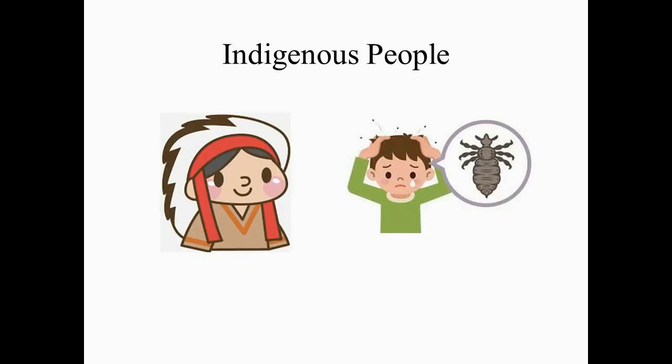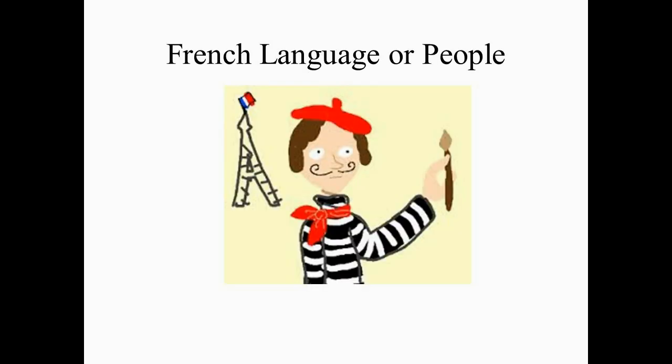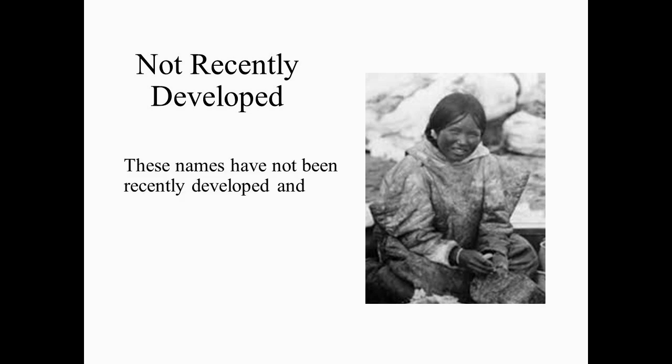When you translate the word for indigenous people, it means lice-ridden or lousy. Caucasian means eyebrow and abdomen put together. For the French language or French people, it is oui oui or yes yes. And Negroes are called Portuguese. These names have not been developed recently and do not intend to offend anyone in any way.